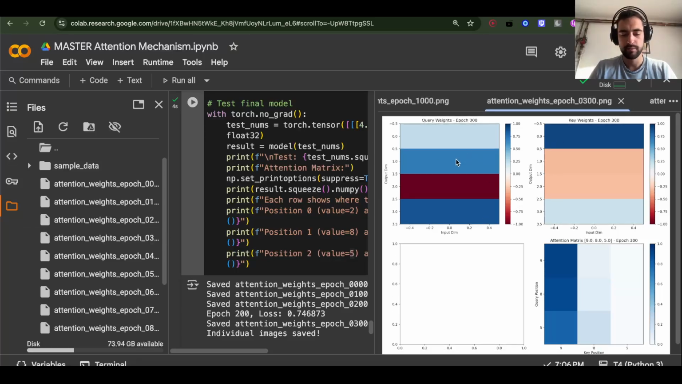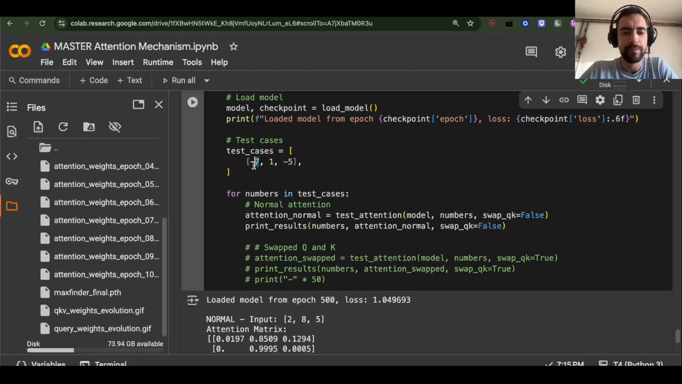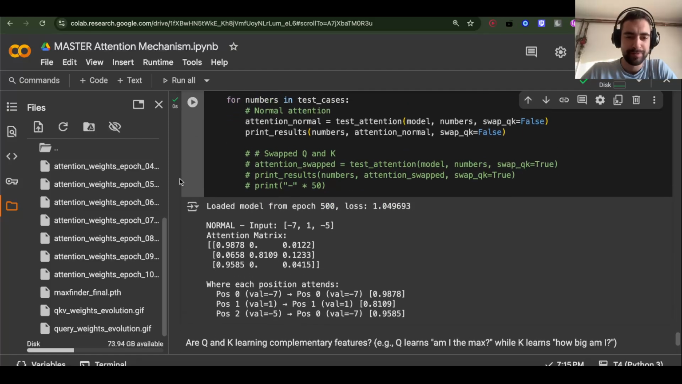Blue is high. What if I put two negative numbers, and you see 7 and 5 look like big numbers, but they're negative, and 1 is actually the biggest number? I think it will still work though. It works. Oh wait, it got confused here. So -7 pays most attention to itself. So it thinks that -7 is the highest number, and position 2 thinks that -7 is the highest number. That's crazy. While position 1 correctly guessed itself.